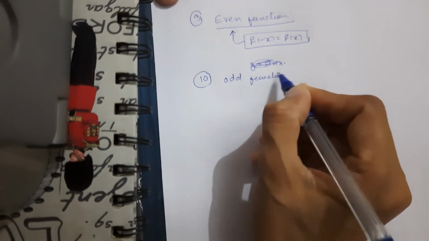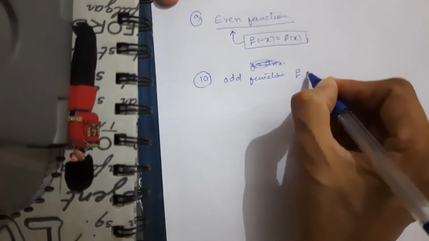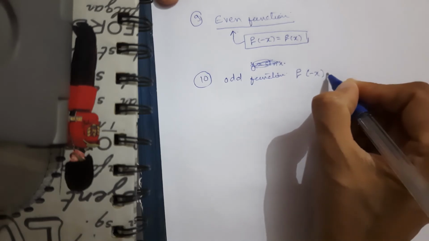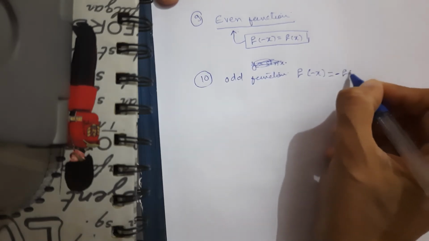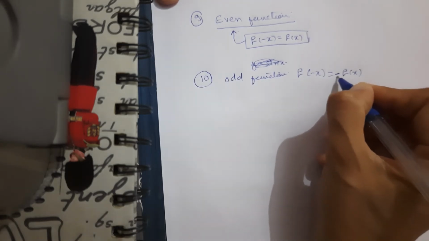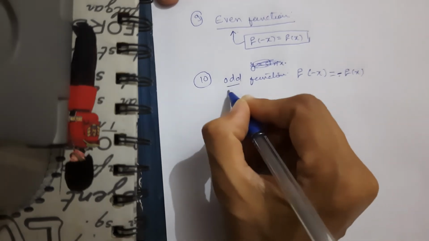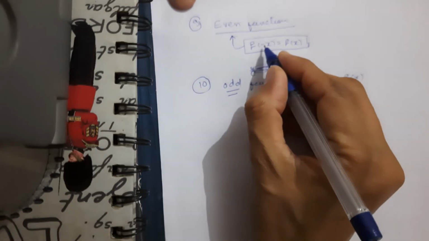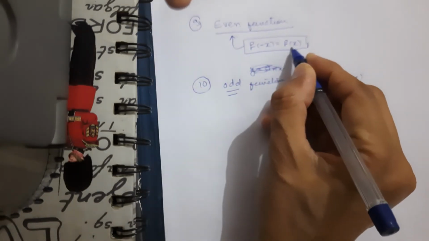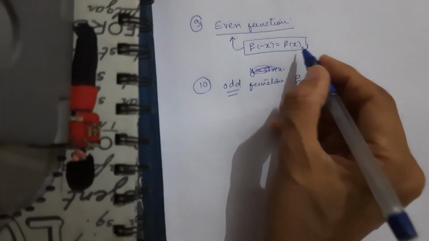So odd function is the opposite one. If it satisfies the condition f of minus x equals minus f of x, this minus sign comes outside here, then this is called an odd function. And in an even function, this minus x gets absorbed inside the f of x. So that is called an even function.